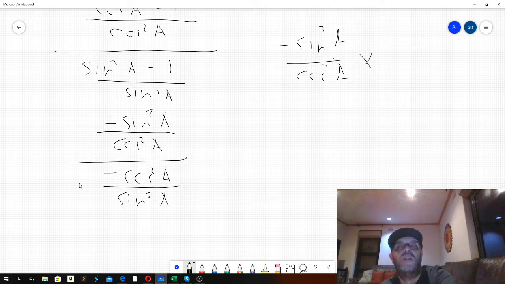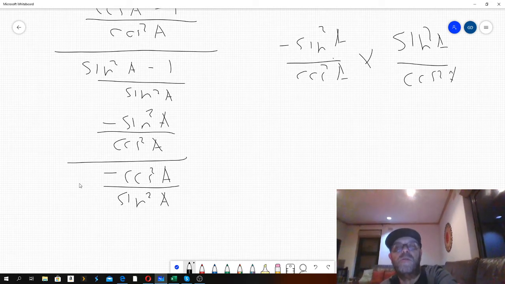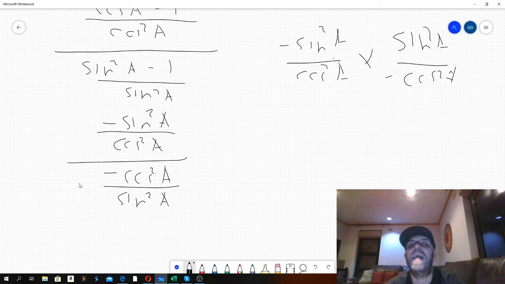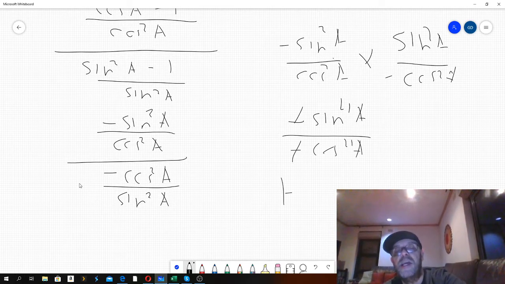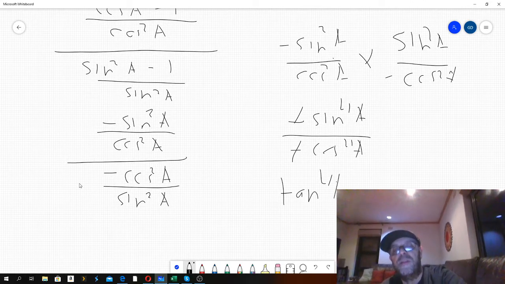which is sine squared over cos squared, also minus. Okay, and that leaves me with minus sine squared times sine squared, which is minus sine to the fourth, or sine 4a, all over minus cos to the 4. The minuses will cancel, and sine over cos we know is tan, so we end up with tan to the 4a for number 2.